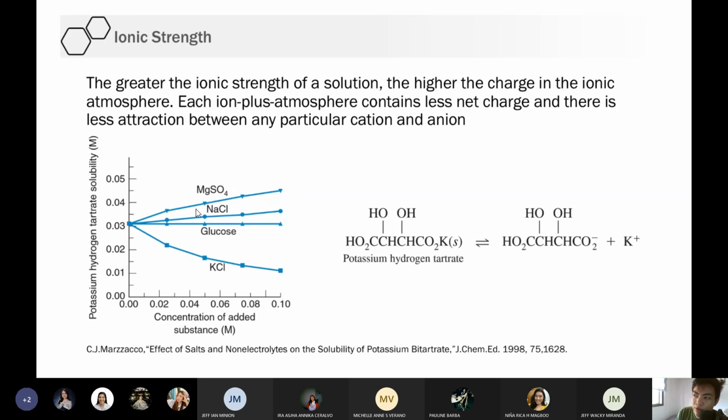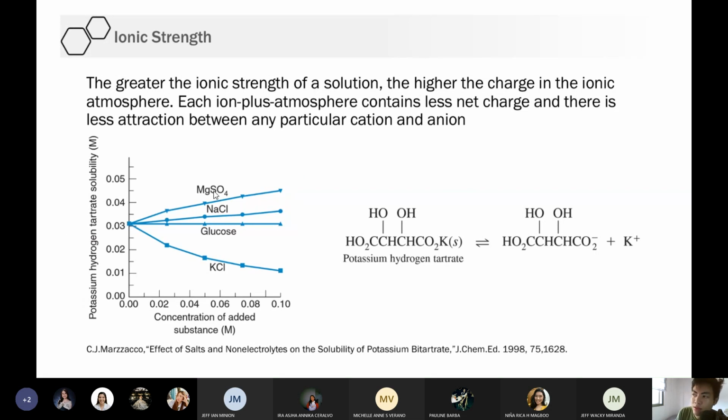For magnesium sulfate, the solubility of the precipitate increases. When we say the solubility of the precipitate increases, that means the equilibrium constant of this reaction starts to increase. So that means more product will be produced. So when we add magnesium sulfate to this solution, the solubility of the precipitate increases.